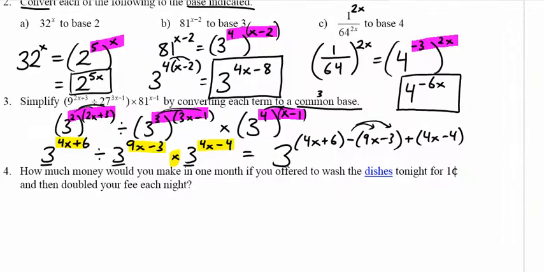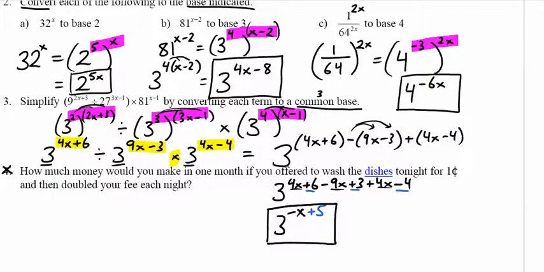You can write this below. I won't actually be doing question number 4 with you. So we've got 4x plus 6 minus 9x plus 3 plus 4x minus 4. And now combining like terms, 4 plus 4 minus 9 is negative 1x. 6 plus 3 minus 4 is plus 5. So 3 to the negative x plus 5 is the same as 9 to the power of 2x plus 3 divided by 27 to the power of 3x minus 1 times 81 to the power of x minus 1.